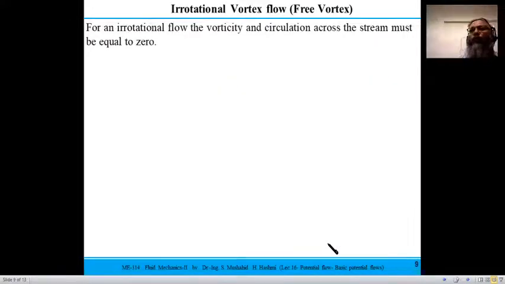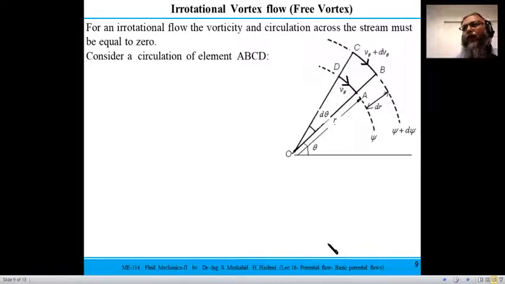Okay, so as you know, for the irrotational case, your vorticity must be 0, or the circulation across the streamline must be 0 for an irrotational flow. That is the condition, or the curl of the velocity should be 0 for any irrotational flow. Just think of a flow in which the streamlines are concentric circles. So you have one of the streamlines psi, and then you have a neighboring streamline psi plus d psi.